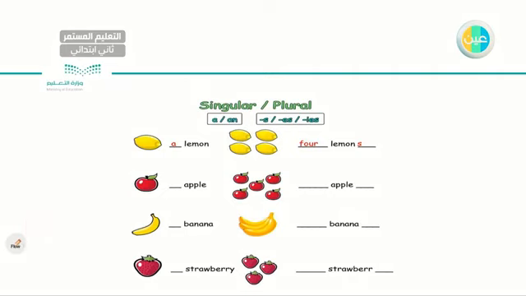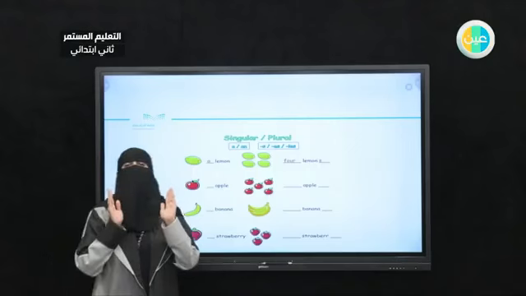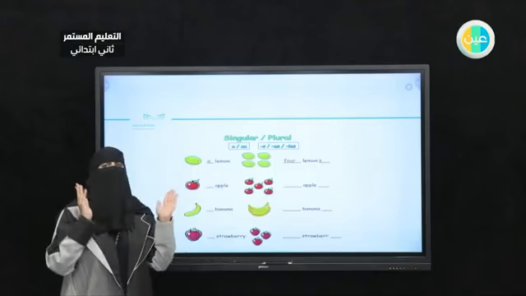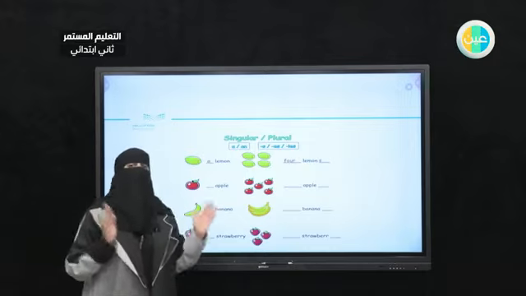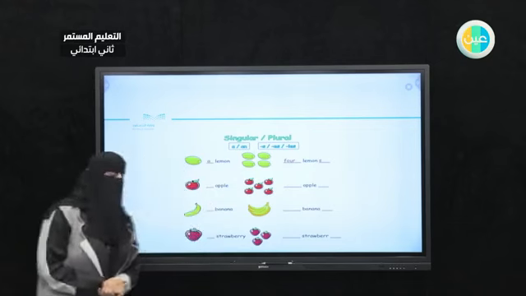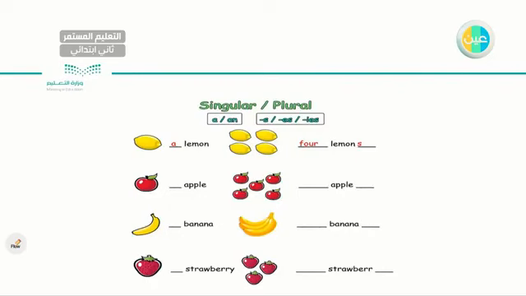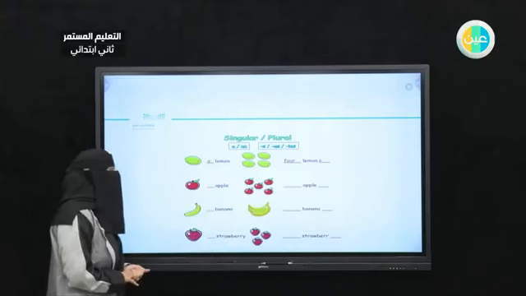Let's start, Bismillah. As you can see, I have singular and plural, so we will be doing two things. We will complete the singular with the articles a and an, and also complete the plural with s, es or ies. The first one is an example. I have a lemon, just one lemon, but to your right, I can see 4 lemons. Lemons here ends in s.